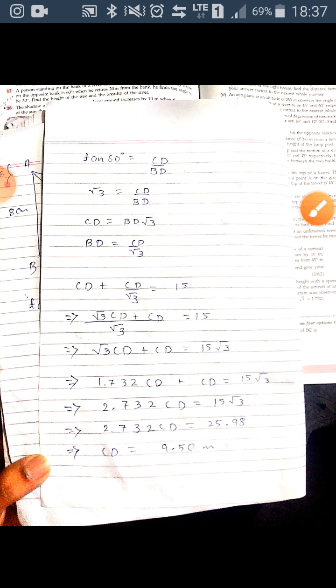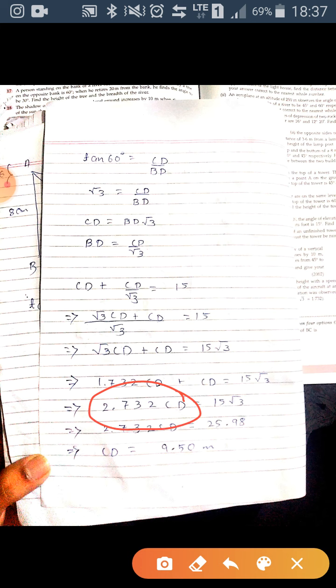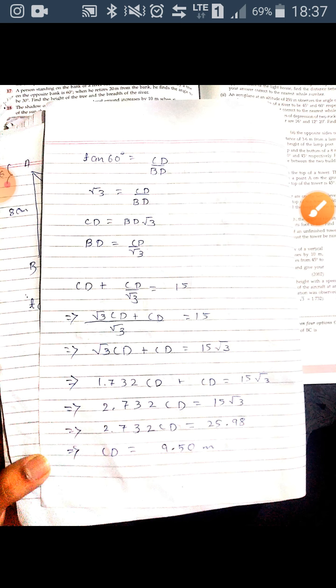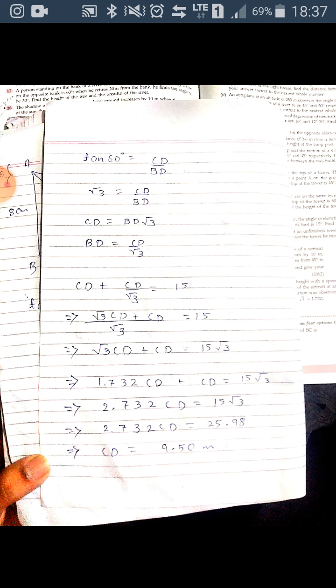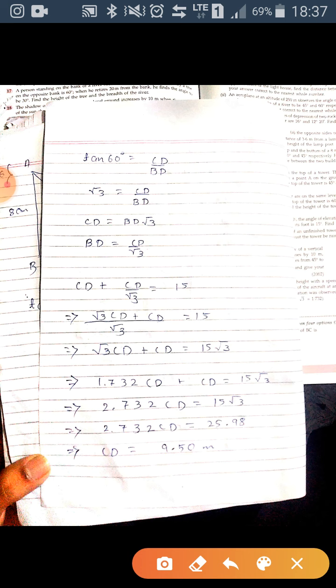That's what I have done. So 2.732 CD is equal to 15 root 3. Yes, 15 root 3, again I know the value of root 3 is 1.732. So after multiplying I get it as 25.98. Yes, and then from here after dividing I will get that the value of CD is 9.50. Okay, so this is how you are going to do it.